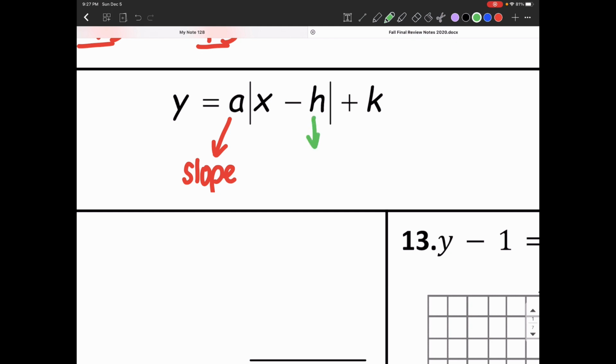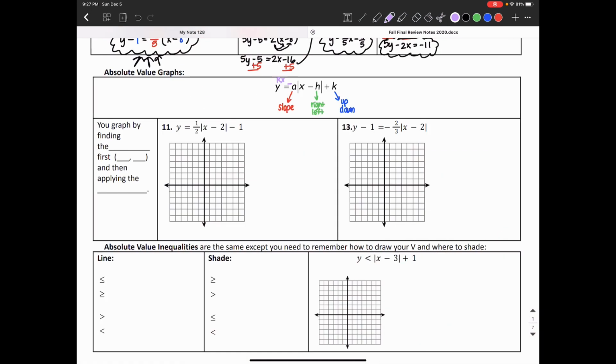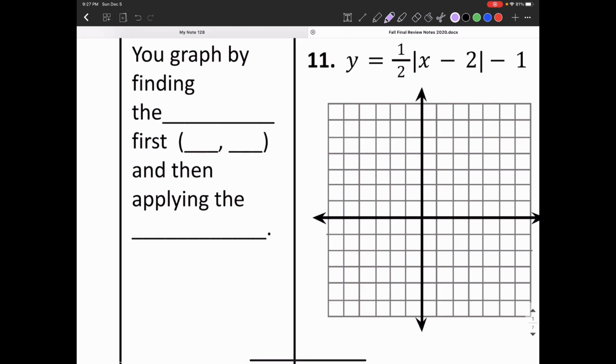If I see something being subtracted inside of absolute value bars, I know that tells me if I'm moving to the right or to the left, depending on if h is positive or negative. If I see something being added on the outside, it tells me if my graph shifts up or down, depending if it's positive or negative. And if I see a negative in front, it tells me that there's a reflection over the x-axis, or that my v shape is flipped upside down.